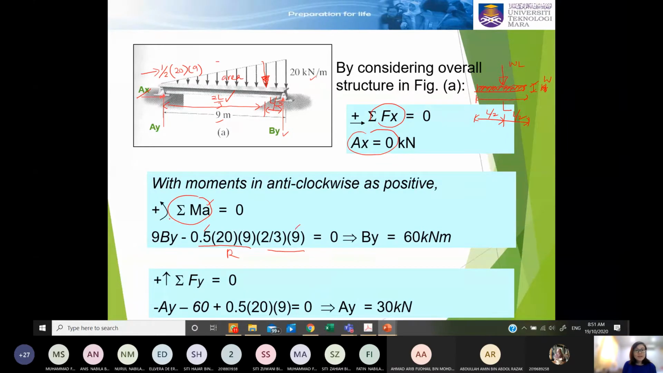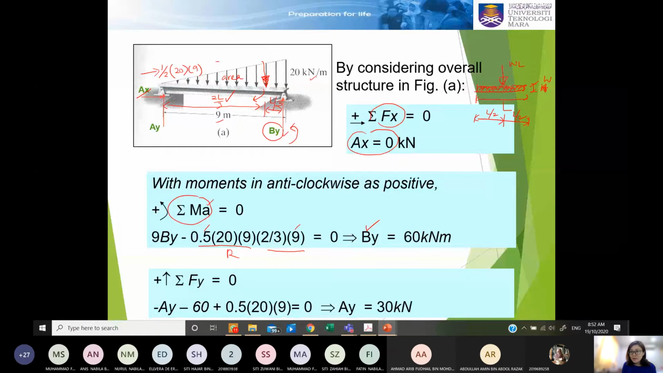Then the next will be the By. The distance to A will be the 9 meter. Then you check the direction of the moment. By is acting counterclockwise, and this triangular load is acting clockwise. So you can solve the By right now.